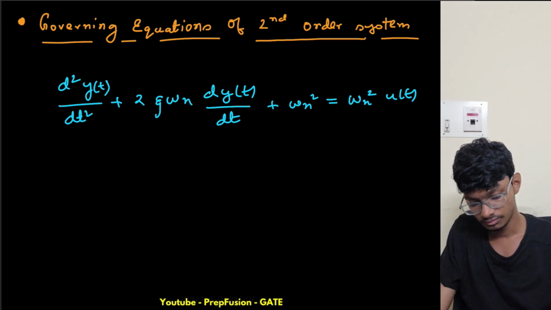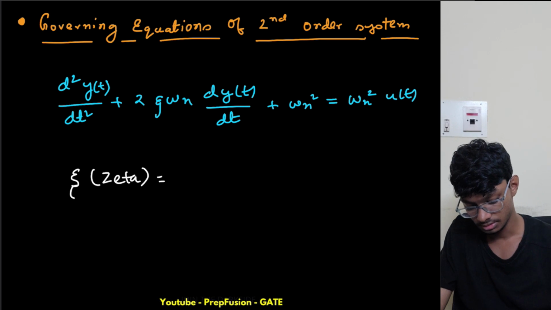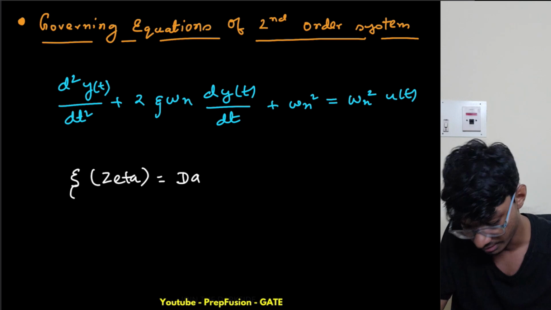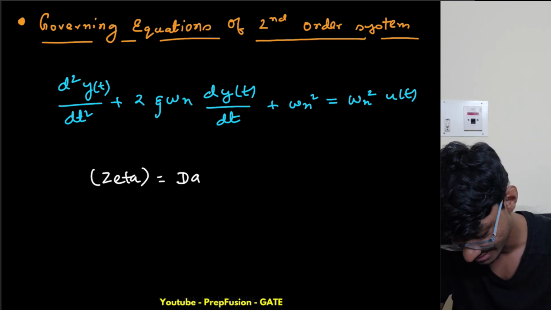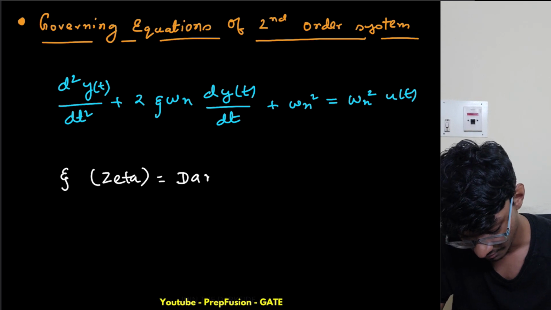So here, what is zeta? This is known as zeta. This is the damping factor. I can't write zeta that well, right? Damping factor.